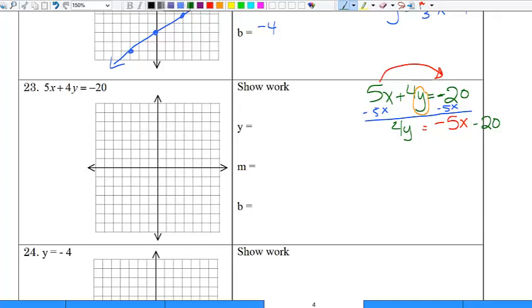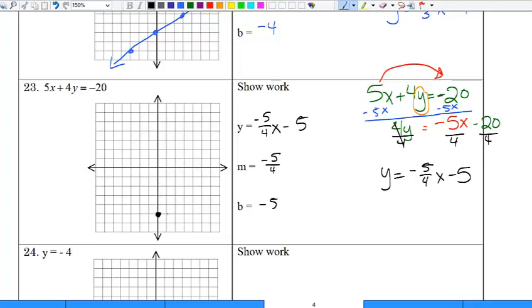Next, I want to get y all by itself, so I need to divide everything by 4, which gives me y by itself, because the 4's divide out, equals -5/4 x minus 20 divided by 4 is 5. So that is my equation, -5/4 x minus 5, which tells me that my slope is -5/4 and my y-intercept is -5.